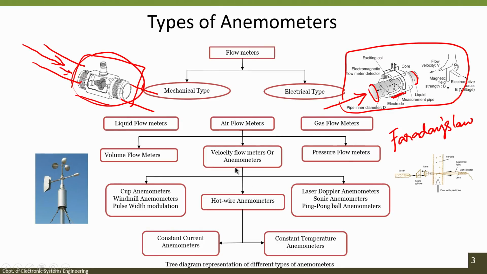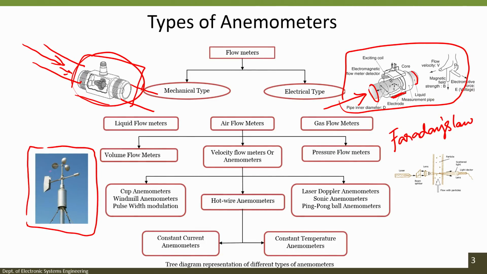And again, when we are talking about the velocity of the fluid flow, the classification can be hot wire anemometers, or it could be the cup type anemometers. You can see the figure here is one such type of cup type anemometer. If you have observed, these have been installed where the windmills are located.